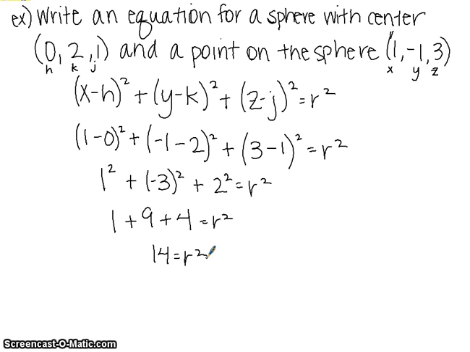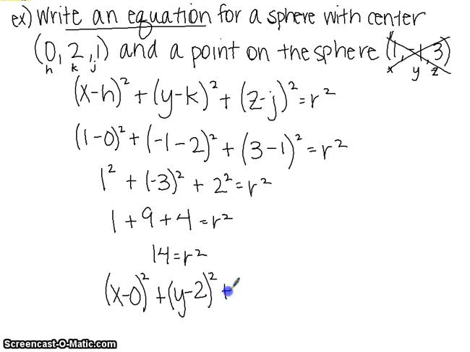And I'm just going to leave it as r squared because in my final answer I want it written as r squared. So now I'm done with this point. I've already used it. So now I want to use my center in my final answer because it says write an equation. Okay, so I'm going to go (x minus 0) squared. Now of course you could also just say x squared if you don't want to write the 0. (x minus 0) squared plus (y minus 2) squared plus (z minus 1) squared equals r squared, which is 14. That's your answer.